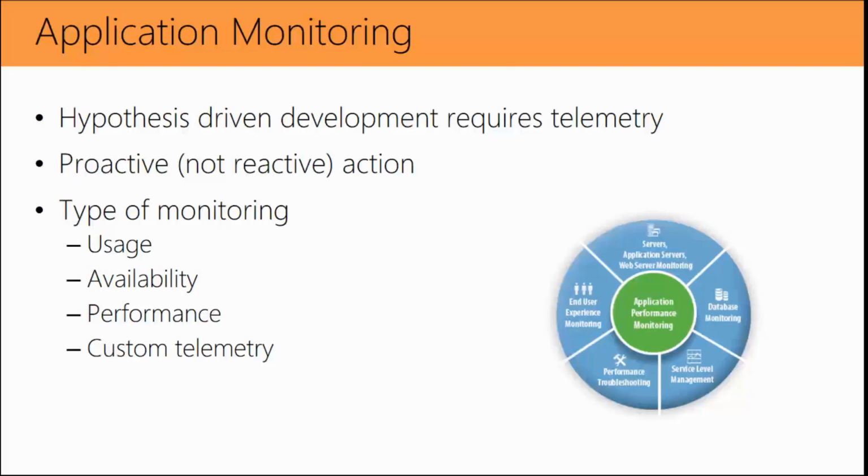So be proactive, not reactive. The types of monitoring are usage, availability, performance, and then custom telemetry as well. So this is in essence the application monitoring, and it also covers areas like end user experience, the UI, the server itself, the hardware itself that is behind the scenes, the DB or the database monitoring, the service level management, performance troubleshooting. All of these are part of the application monitoring as well.